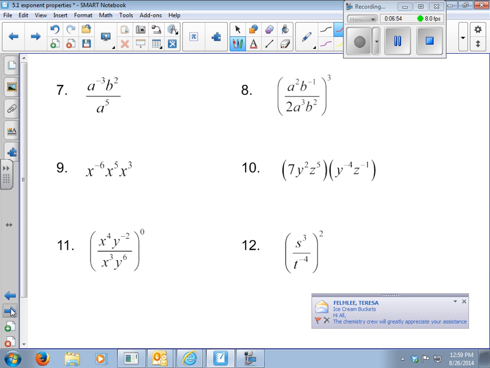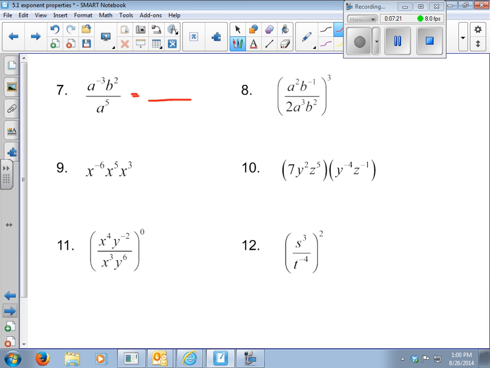All right, this first one, a to the negative 3, b squared over a to the 5th. You've got variables for a that are the same. Another way that you can think about the quotient property, and you'll hear me say this phrase a lot, if it's bigger on the top, keep it on the top, subtract from the top down. If it's bigger on the bottom, keep it on the bottom and subtract from the bottom up. Our a terms has the a larger on the bottom. So I'm going to leave the a on the bottom and I'm going to subtract from the bottom up.